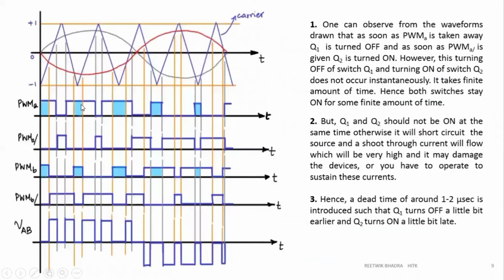Since the thyristor has to be force commutated, it requires some time, and both switches will be turned on at the same time, and it will cause a short circuit of the source, and so a huge current will flow which may damage the devices.